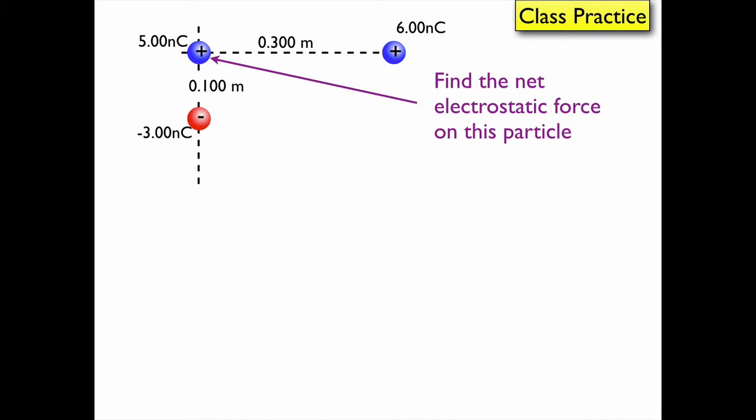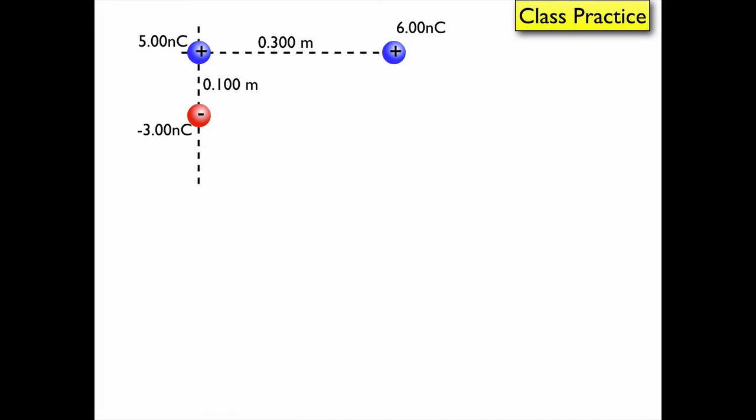The first thing I need to do to solve this is to find or create a free body diagram of all the forces acting on the 5 nanocoulomb particle in the corner. The 5 and the 6 are the same sign, so they will be repelled apart. The 6 will move to the right, the 5 will move to the left. Since the question asks about the 5, I'm going to ignore what happens to the 6 and just pay attention to the 5's motion. So the dot where the 5 nanocoulomb charge is, I'm going to make that the free body, and there's my first force up there. Force of 6 on 5.